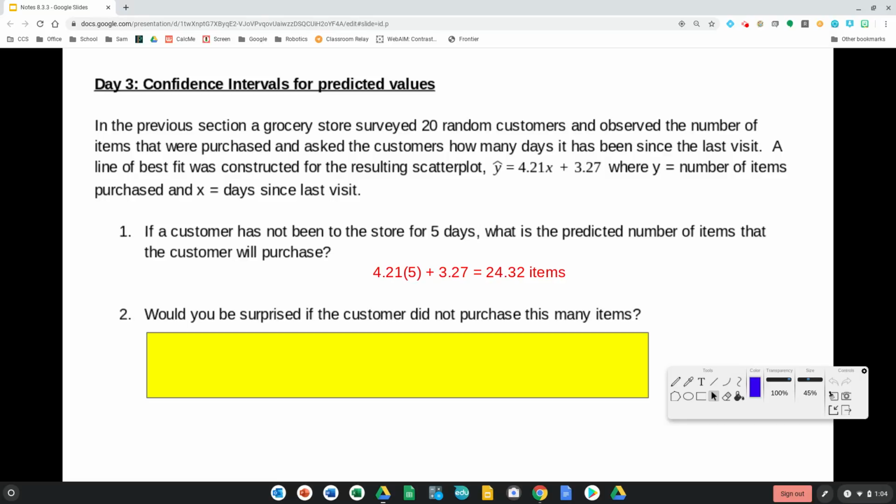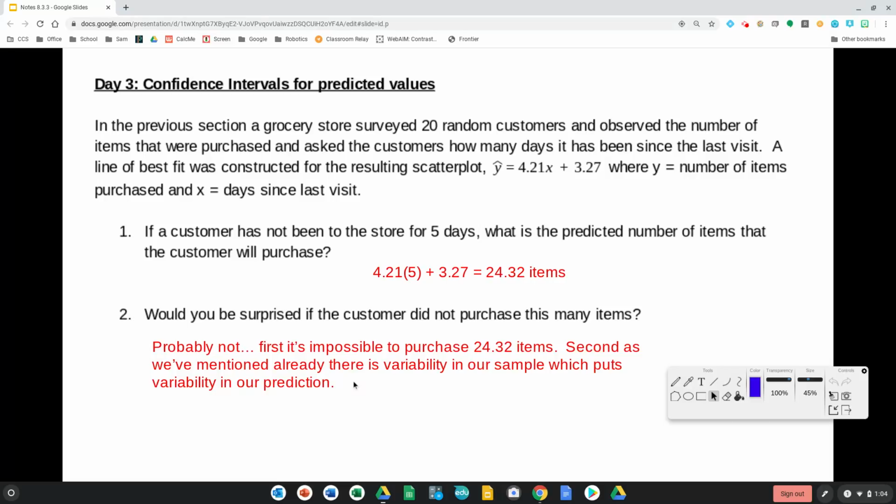Now, would you be surprised if a customer that had not been there for 5 days did not purchase 24.32 items? Well, probably not, because first of all, it's hard to purchase 0.32 items, so that would be impossible. But second, as we've mentioned before, there's going to be variability in this answer. We wouldn't be surprised if somebody purchased 26 or maybe even 20, because we would expect some variability in these answers.